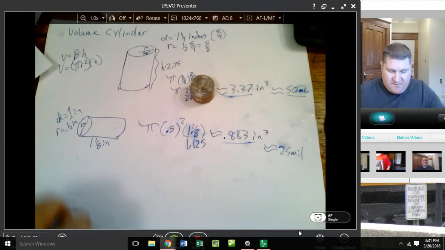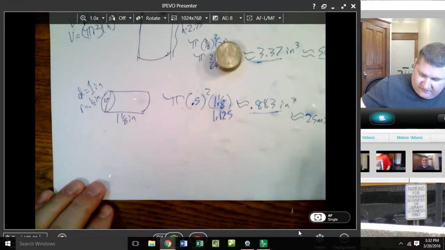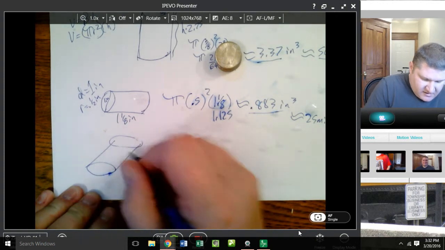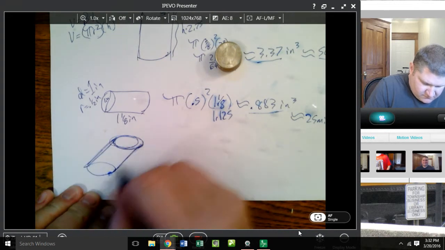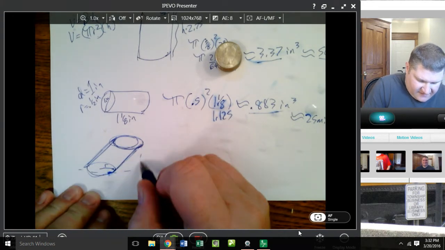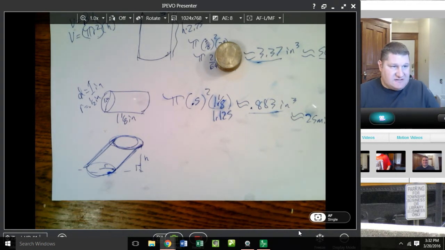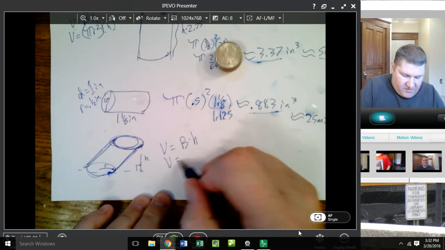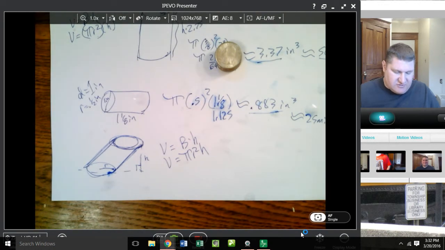And so the same formula applies if I have a cylinder that looks like this. In this case, as long as the radius stays the same and the height from the table stays the same, the volumes are all going to stay the same. So it's always going to be volume equals base times height, volume equals pi r squared h. So there we go, straight up or not straight up, same volume.